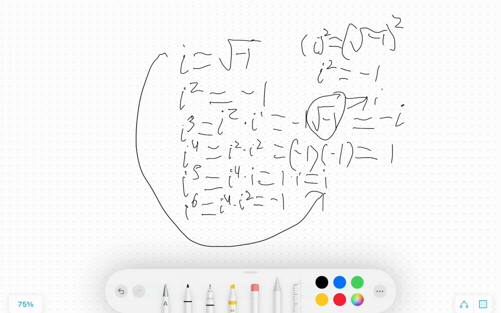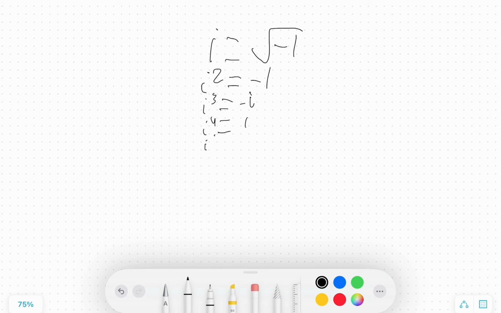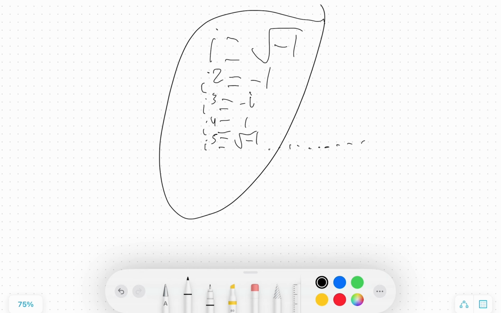So what we need to know is, I'm going to write all these down again. i equals the square root of -1. i squared equals -1. i cubed equals -i, and i to the fourth equals 1. And i to the fifth equals i, and it just keeps going. So we need to know that pattern. If you want, write this down. This is something you're definitely going to have to know.